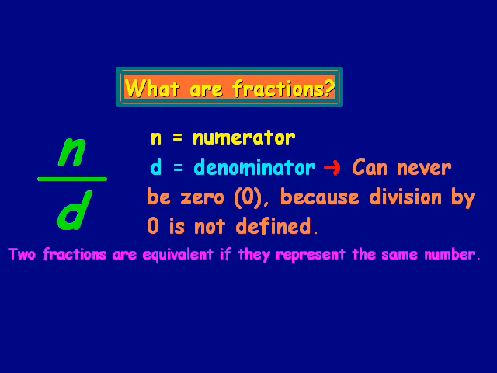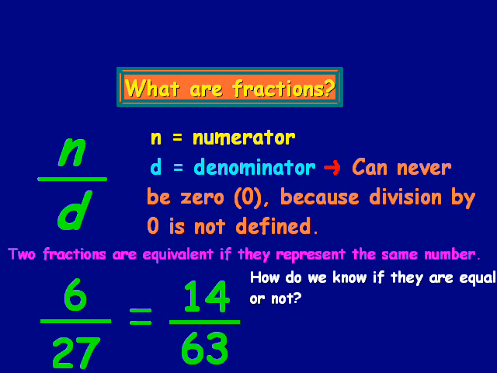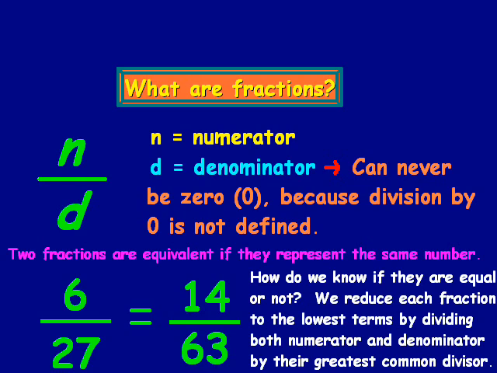Two fractions are equivalent if they represent the same number. What exactly does this mean? Well, we have a fraction of 6/27 listed below, and we also have a fraction of 14/63. They are said to be equivalent to each other if they represent the same number. How do we know if they're equal or not? Well, what we do is we reduce each fraction to the lowest terms by dividing both the numerator up top and the denominator down below by their greatest common divisor. So we're going to divide basically the whole thing by the same number.